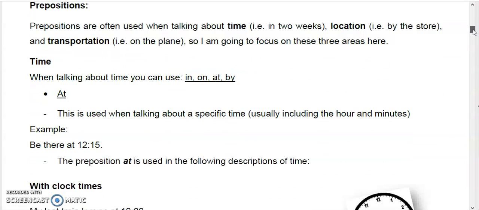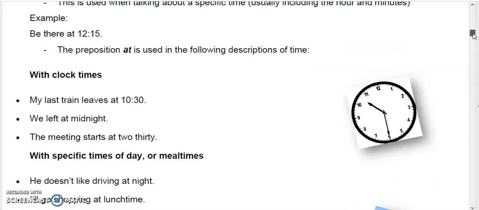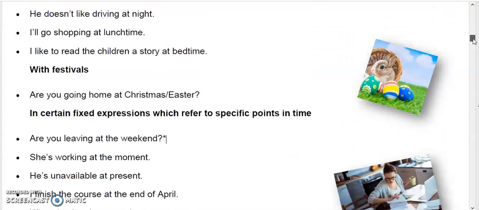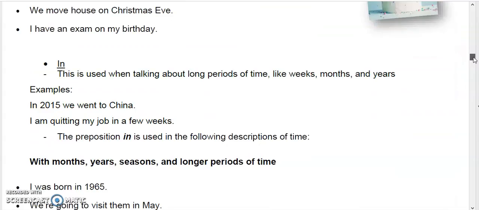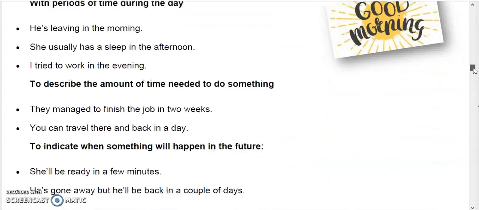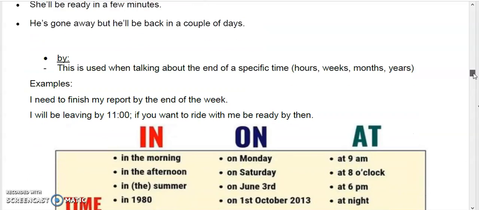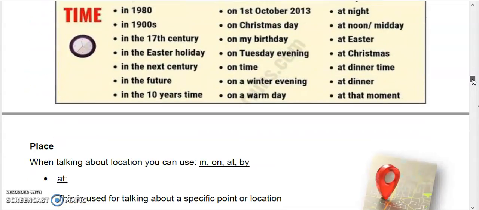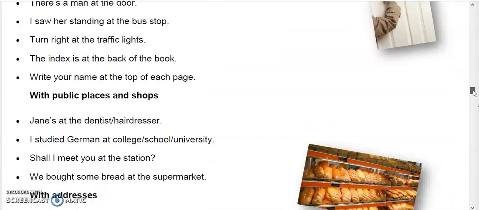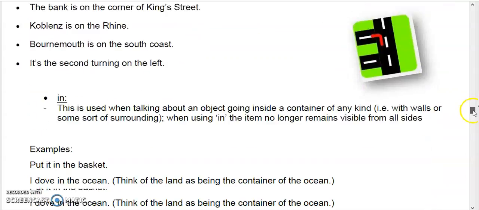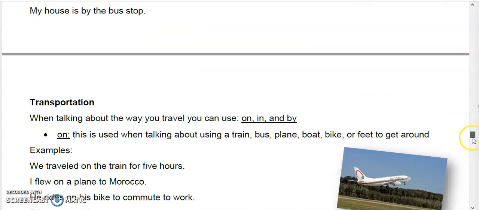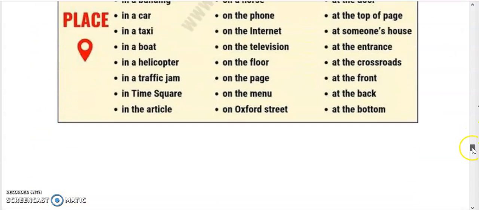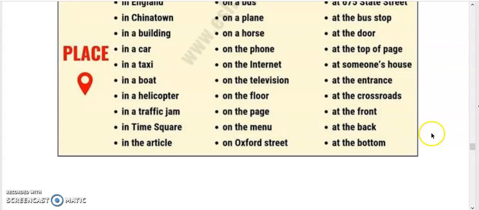Then we have a lot of theory about the prepositions. This theory reaches this page. I'm going to go there. Here you can see more theory about the prepositions of time and prepositions of place. Here is the information until this page here, okay? Here is the end of this theory.